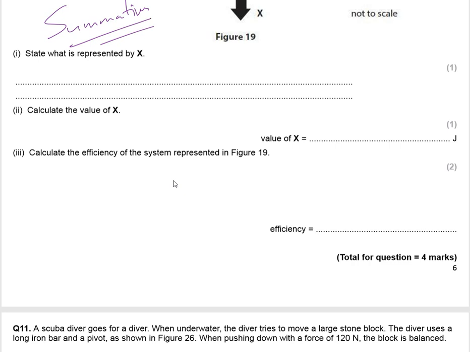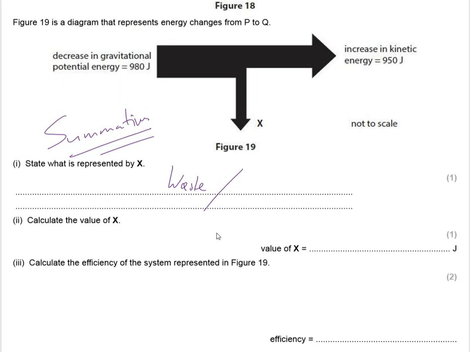Okay, so X is the waste energy. And how do we get this? If this is the total that goes in, we have this one, which is 950 plus x. So how much is x? So x is this, take away this, x is going to be 30.